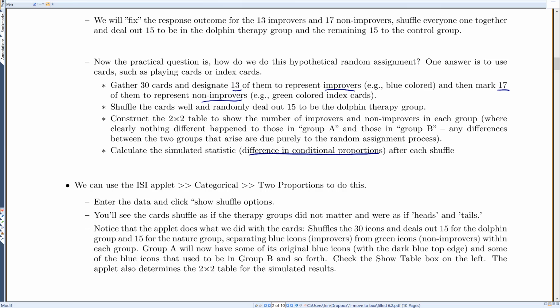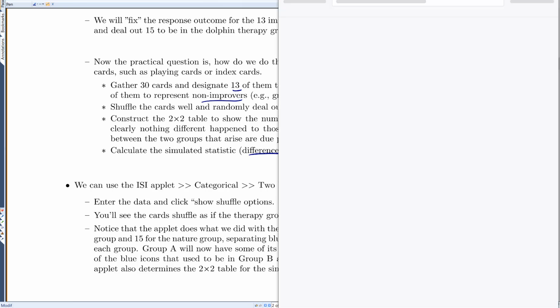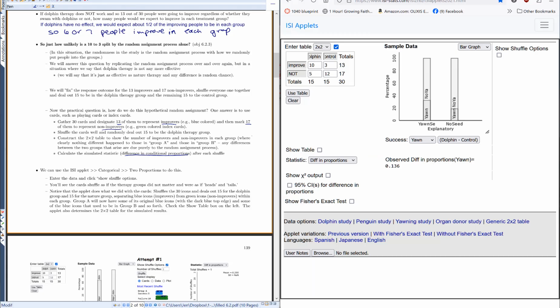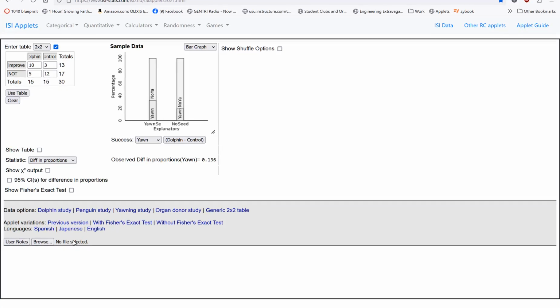So we're going to use the ISI applet. Let's pull that up. So to use this applet, I put in the data just like we did before. It's a 2x2 table. I put dolphin, control, improve, not improve. Remember, no spaces in your headings or it won't work for you. You have to actually click use table. There's been lots of times I didn't actually click it and I wondered why it didn't seem to be right.